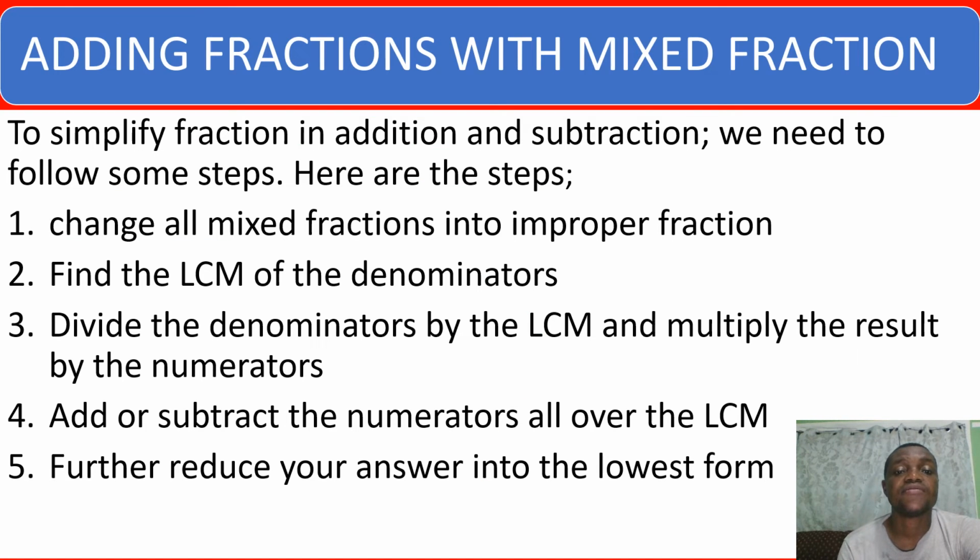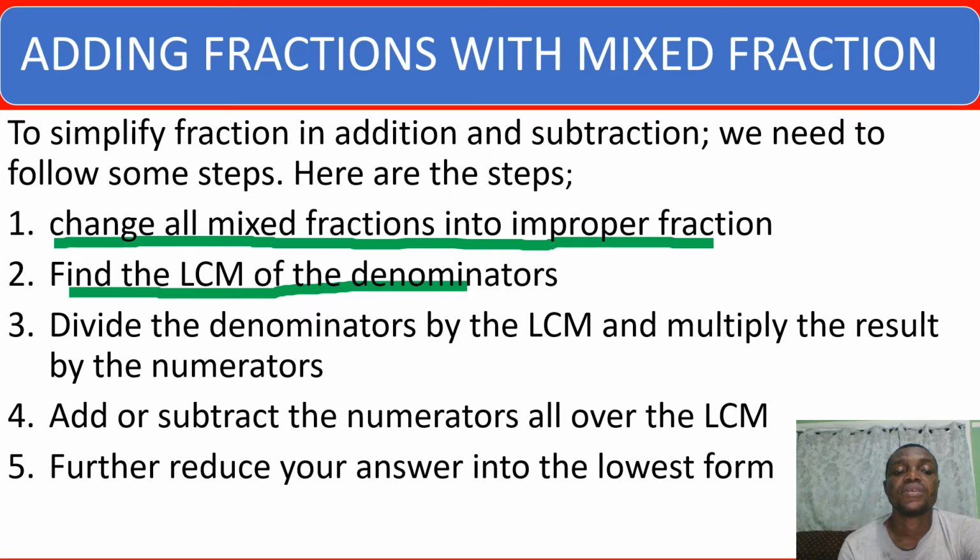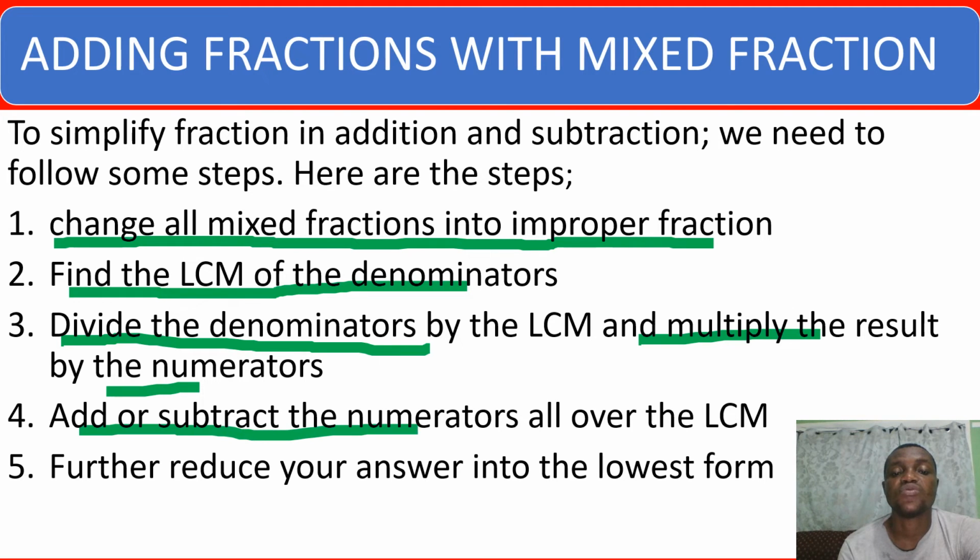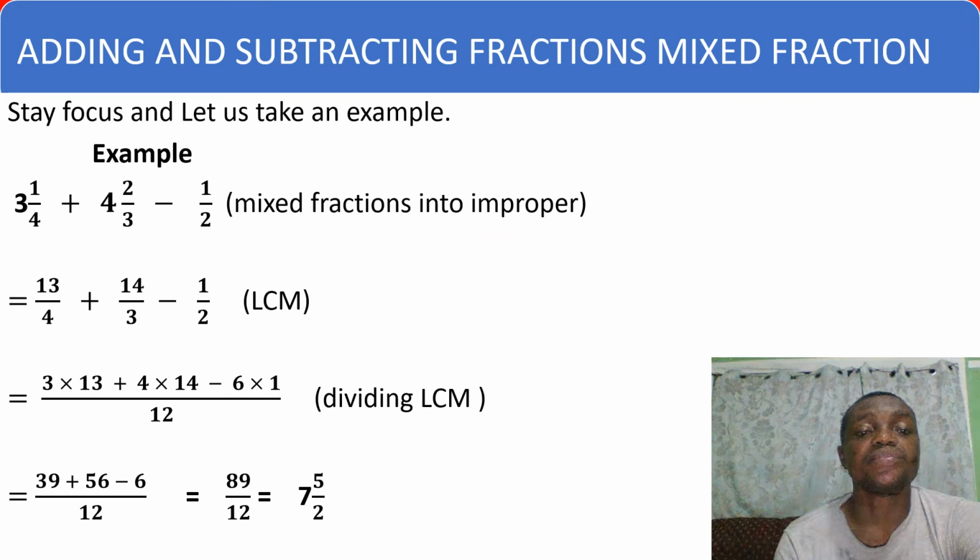Then when we are adding fractions with mixed fractions, what should we do? We change all mixed fractions into improper fractions. Then you find the LCM of the denominators. We divide the LCM by the denominators and multiply the result by the numerators. We add or subtract the numerators all over the LCM. Then we further reduce our answer. Let's look at an example: 3 whole number 1 over 4 plus 4 whole number 2 over 3 minus 1 over 2.